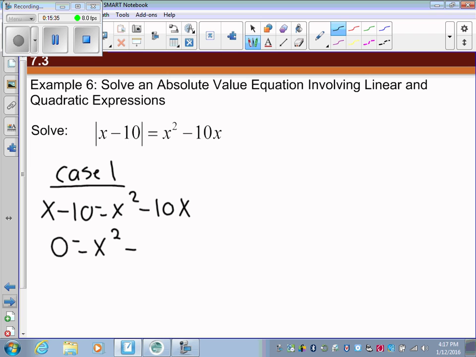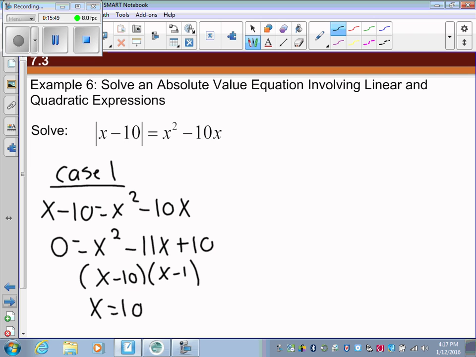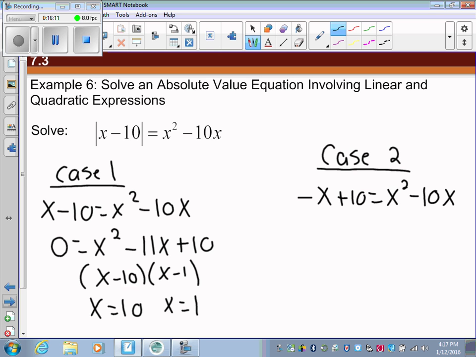A negative x and a negative 10x makes negative 11x, and we move that 10 over. So we can factor this, x minus 10, x minus 1. So our two roots are 10 and 1. We'll check those after. Case 2, we plug that in. And this time, we're going to be using the negative version. Negative x plus 10. That's the only part that changes, the part that's in the absolute value. That's the only reflection part.